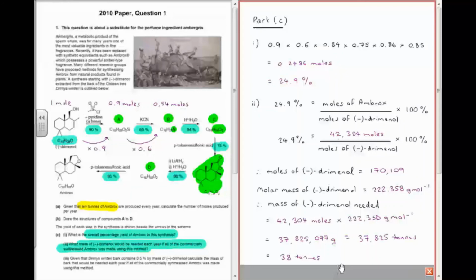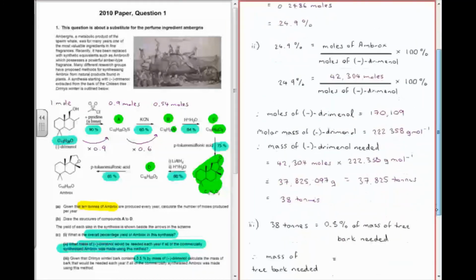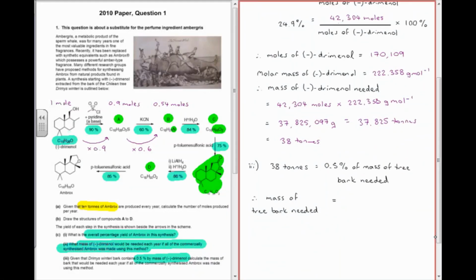In the final part of the question, we're told that the bark of the Drimys winteri tree contains 0.5% by mass of the minus driminol, and we're asked to calculate the mass of bark that would be needed if all of the commercially synthesized ambrox was made using this method. So in part 2, we calculated that the mass of the minus driminol needed was 38 tonnes. Now this 38 tonnes is equivalent to 0.5% of the mass of the tree bark needed.